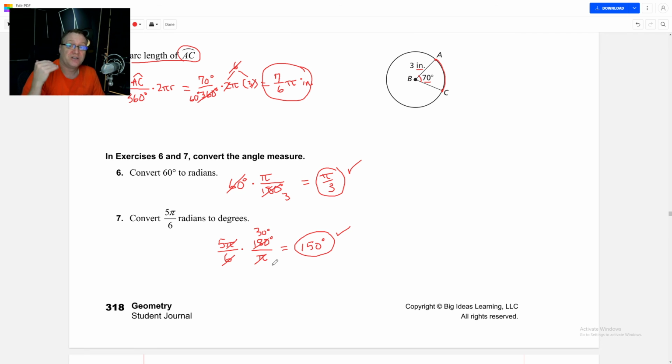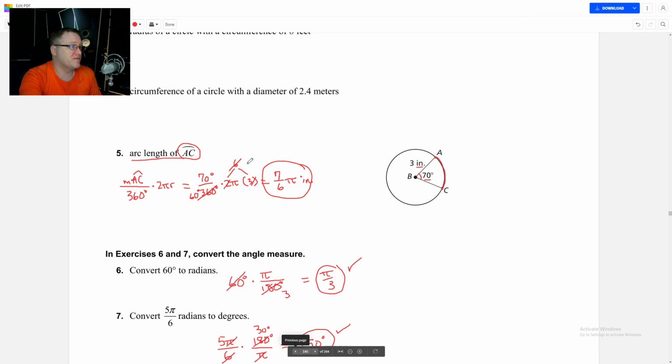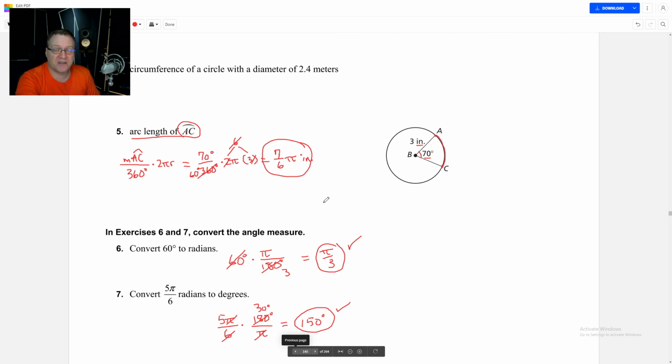You'll have some problems like that on your homework tonight. You will also have some problems on finding arc length or using the arc length formula to find circumference, radius, or diameter.